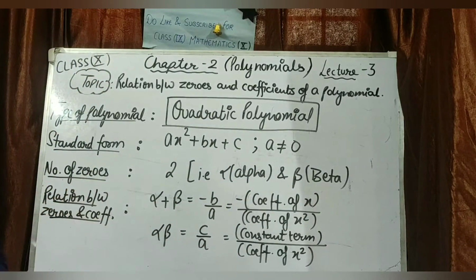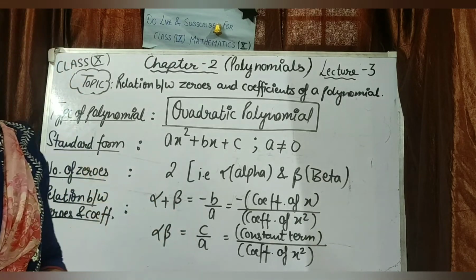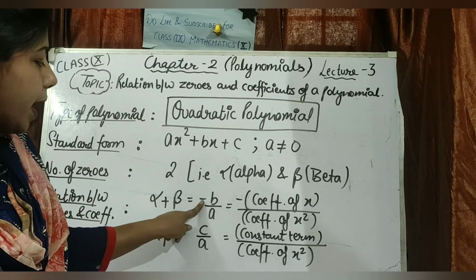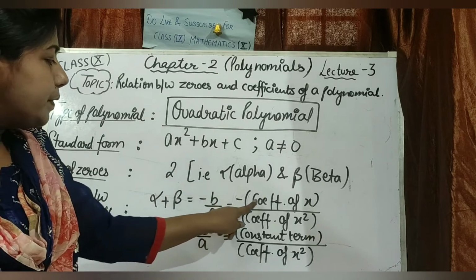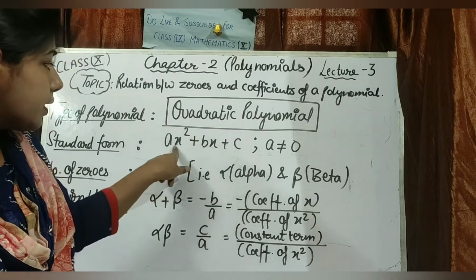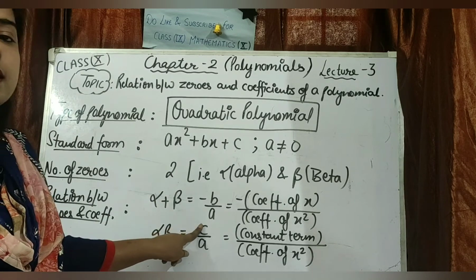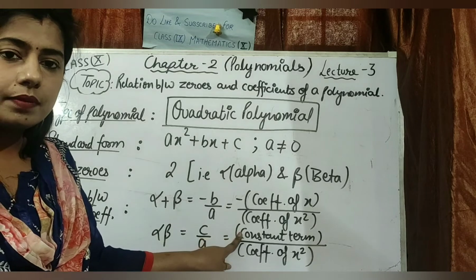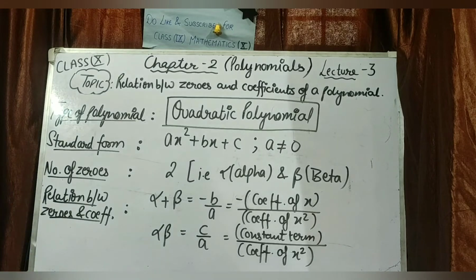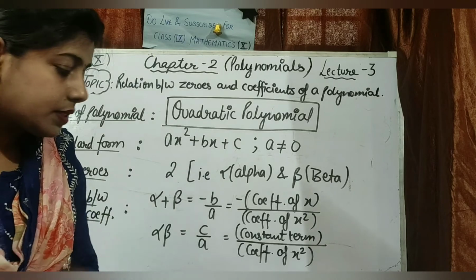Now see the relationship between zeros and coefficients. Here we have the sum of the zeros and the product of the zeros. The very first one is the sum of the zeros, which is equal to minus b upon a, where b is the coefficient of x and a is the coefficient of x square. In the same way, alpha into beta, the product of zeros, is c upon a. C is the constant term here, and a is again the coefficient of x square. Now let us see through an example how we can verify this relationship between zeros and coefficients of a quadratic polynomial. So have a look.